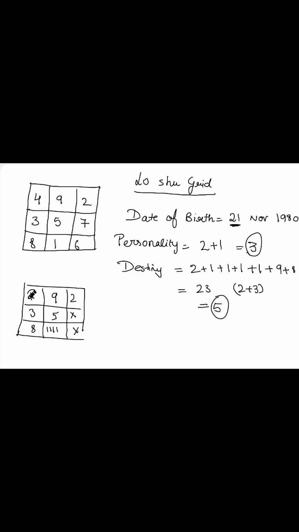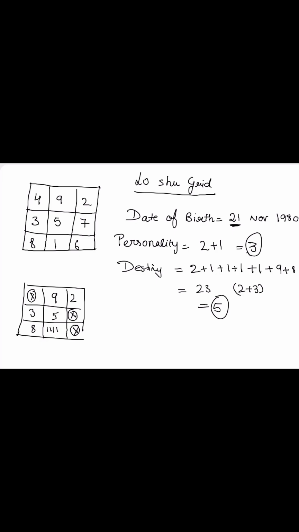Now, these numbers which are missing mean that the energy of these planets is missing in our date of birth. We do not have the energy of these planets. That is why there is some imbalance in our life. When we do some remedies for these planets, we get the positive effect of those planets also. That we will be learning later.